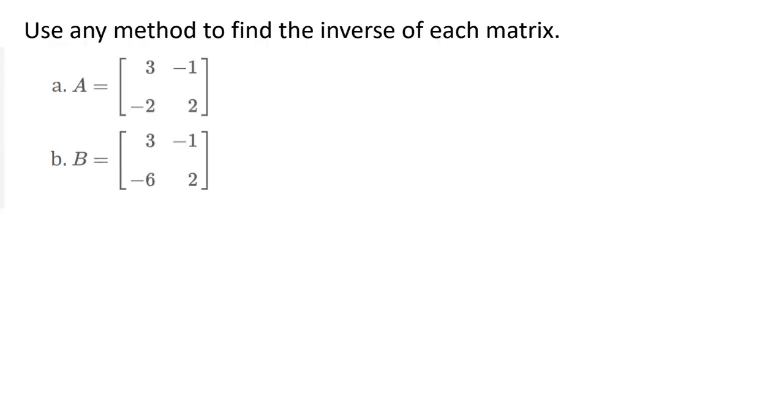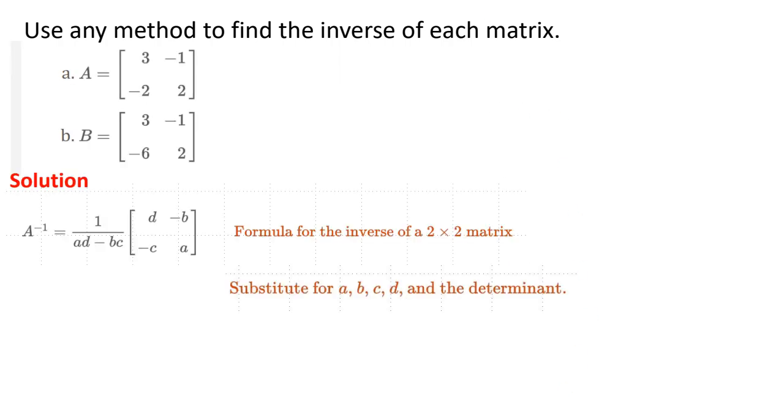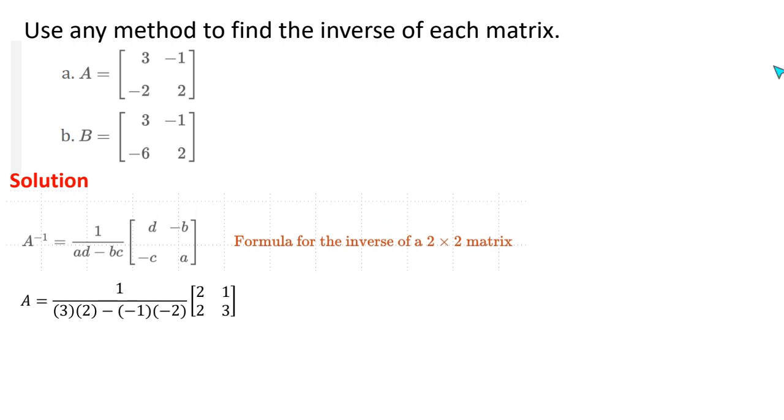So let's see what we can do with this. Okay, so it says use any method to find the inverse. And so we're going to use the formula. So here we have, again, 3 times 2 is A and D, and then B and C is -1, -2. I'm going to switch my A and D, so instead of 3, 2, I'm going to write 2, 3. And then the signs for B and C are going to switch. So instead of negative, we're going to have +1 and +2.